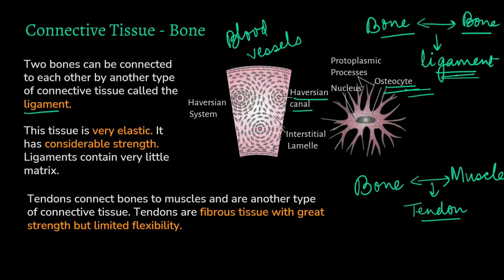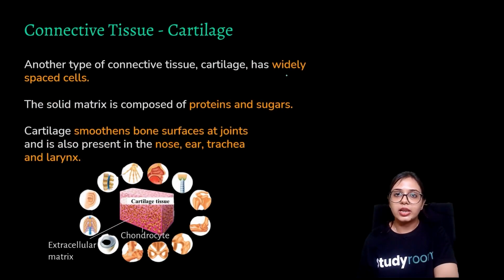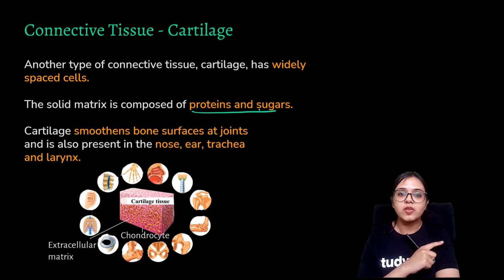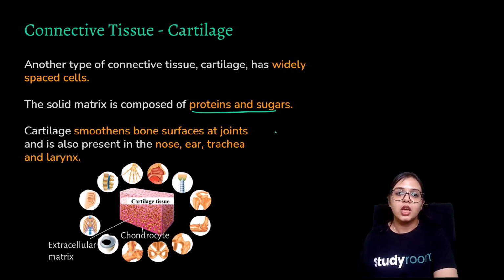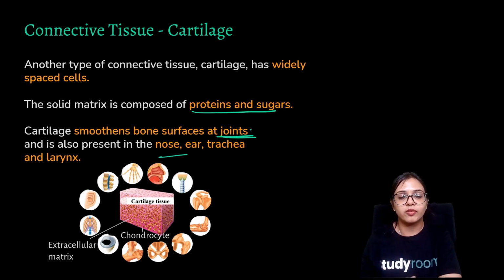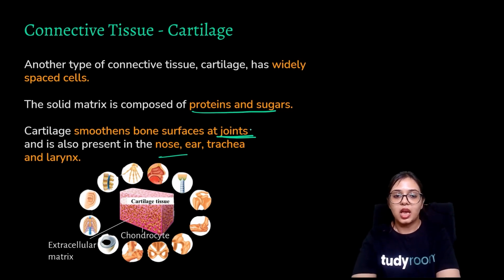Another type of connective tissue is the cartilage, and cartilage is very widely distributed in our body. The solid matrix of cartilage is composed of proteins and sugars. While bones had calcium and phosphorus, cartilage has proteins and sugars. Cartilage smoothens bone surfaces at joints and is also present in the nose, in the ear, in the trachea, and in the larynx. So near respiratory organs, near our sense organs, also at the joint surfaces of bone, so that it can be smoothened, there is the presence of cartilage, and cartilage is rich in proteins and sugar.